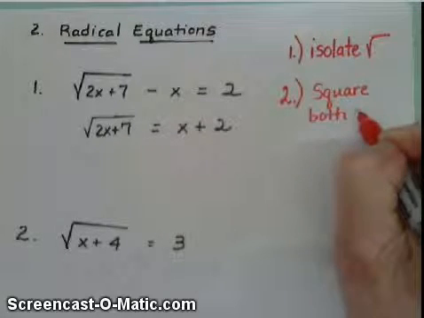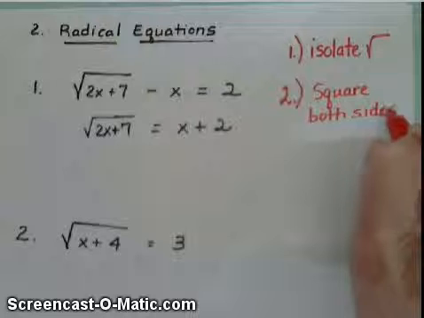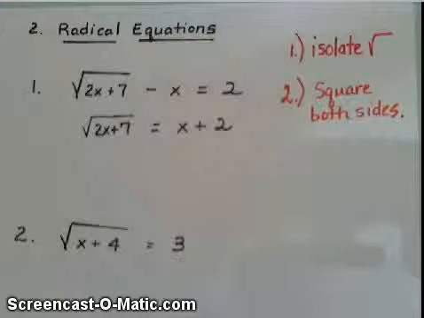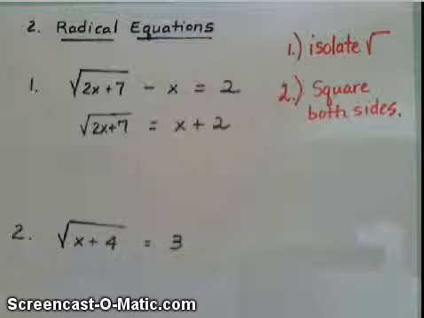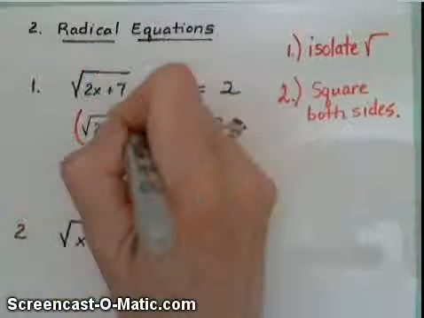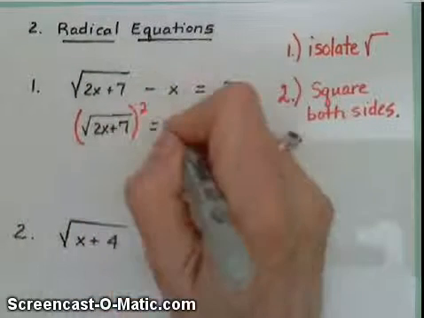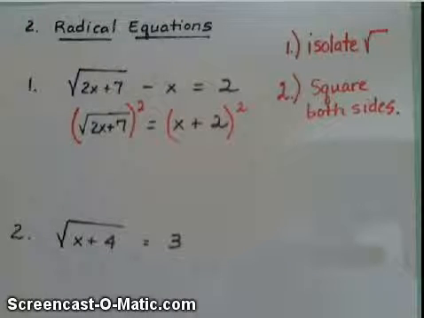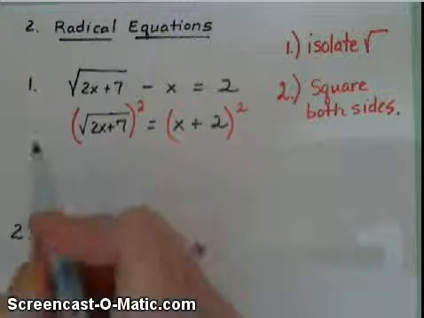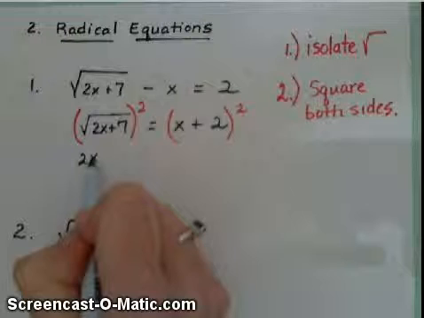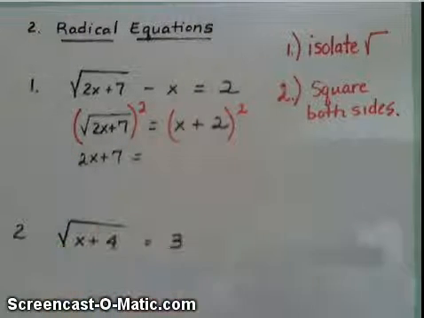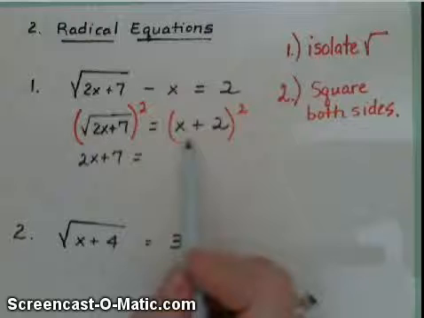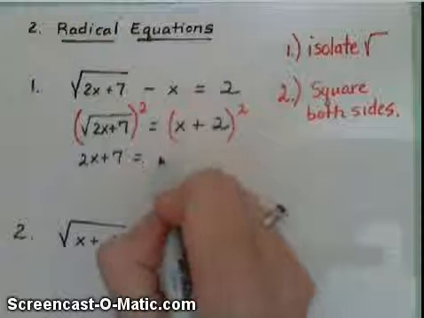Now, if it were a cube root, we would cube both sides. If it were a fourth root, we would raise both sides to the 4th power. But what I want to do is square both sides. So I'm going to take this pen, and I'm going to indicate that I'm squaring that. And I'm also going to wrap parentheses around that and square that. Now, the left side is easy to square: 2x plus 7 equals. This squares as a binomial, and a lot of you are going to make a careless mistake here, so be really careful.